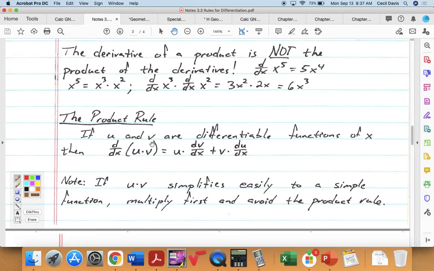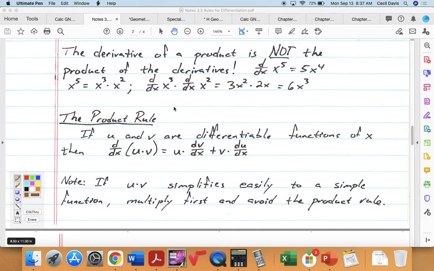And the product rule says that if u and v are differentiable functions of x, then the derivative of u times v is equal to u times the derivative of v with respect to x plus v times the derivative of u with respect to x. Now, a note here, if u times v simplifies easily to a simple function, do the multiplication first, right? You wouldn't want to take the derivative of this by finding the derivative of x cubed and the derivative of x squared. Now, just to show you real quickly, it does work.